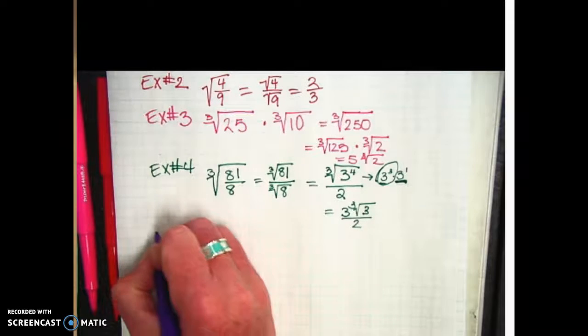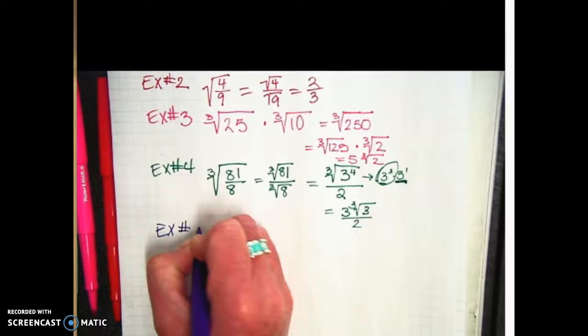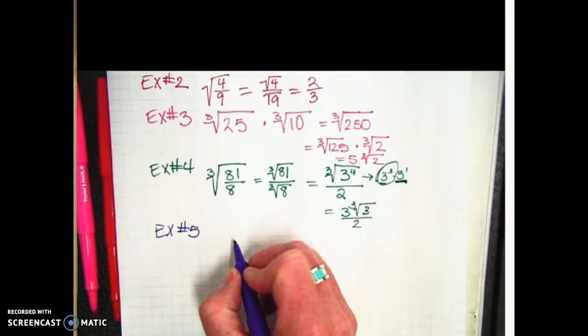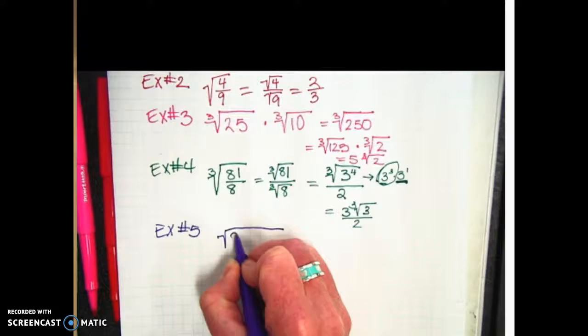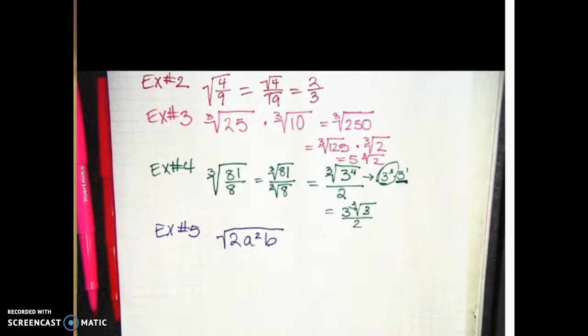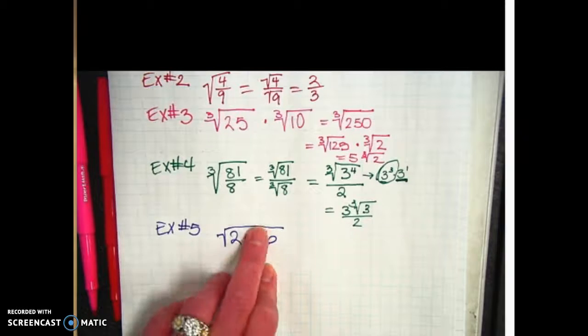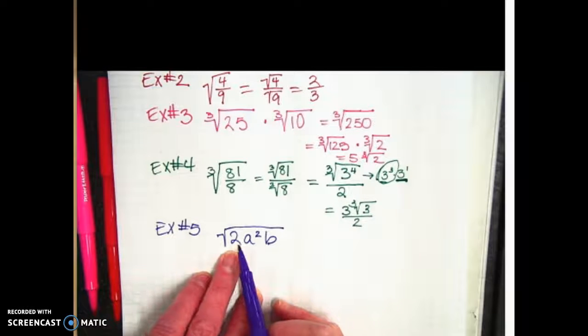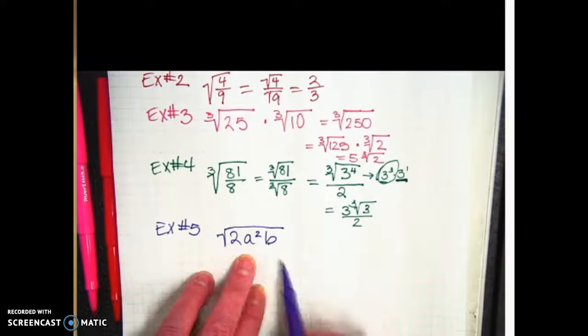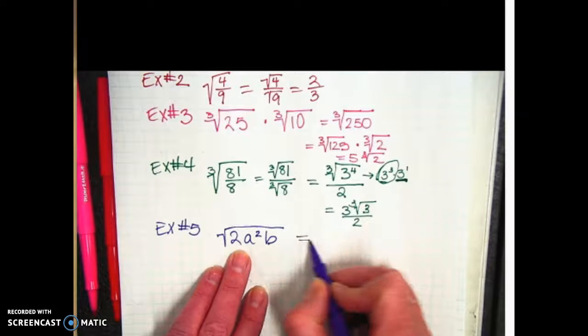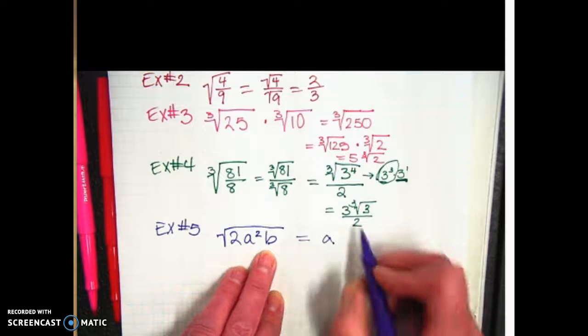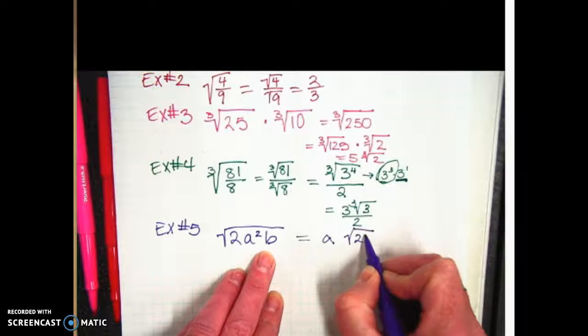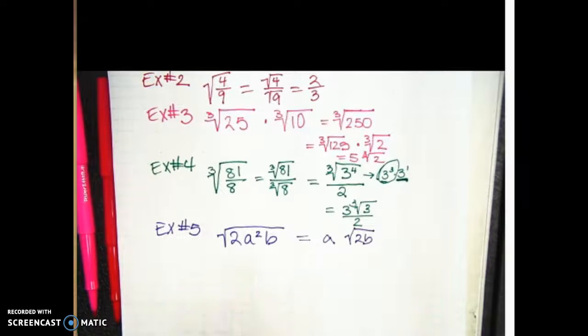All right, example 5. We're taking the square root of 2a squared b. Sometimes you can only take out part of the expression. For instance, this 2 has no square root, but the a squared has a square root of just the a, and the b does not have a square root. So the 2 and the b stay under the radical. That one's almost too easy after the one we just saw.